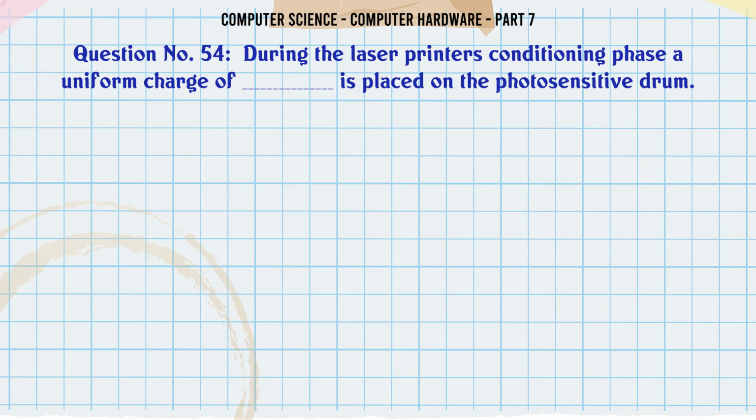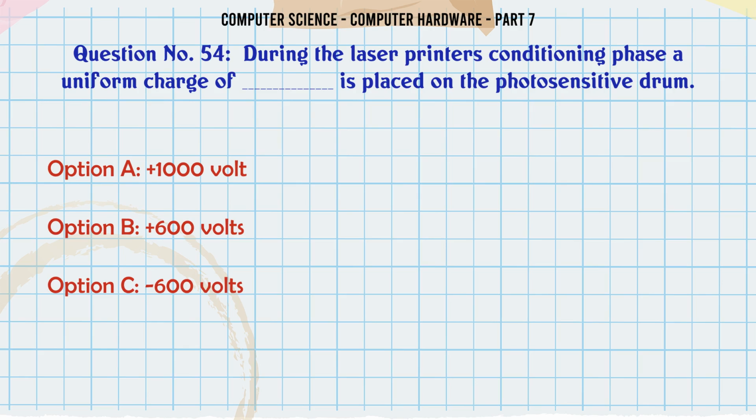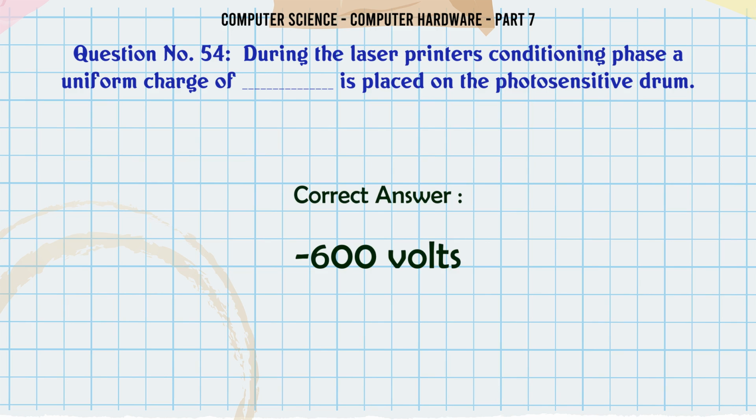During the laser printer's conditioning phase, a uniform charge is placed on the photosensitive drum. A. 1000 volts. B. 600 volts. C. 600 volts. D. 1000 volts. The correct answer is 600 volts.